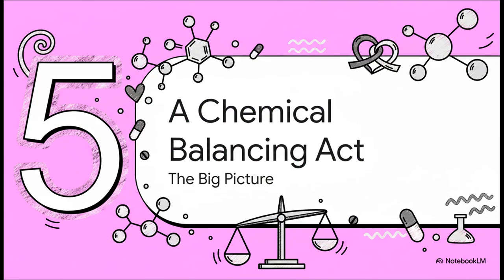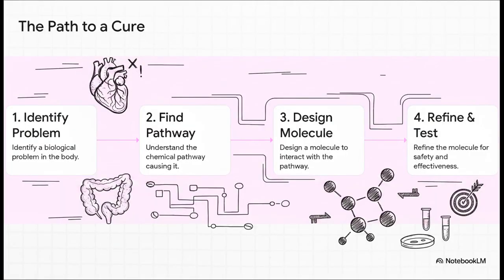Okay, let's pull back for the big picture here. What we've really been looking at today, from painkillers to heart meds, is this incredible, high-stakes chemical balancing act. The playbook is almost always the same. First, you identify a problem in the body. Then you figure out the exact chemical pathway that's causing it. Step 3, you design a molecule, a key that can get in there and interact with it. And finally, you test and tweak and refine that key until it's as safe and effective as possible.